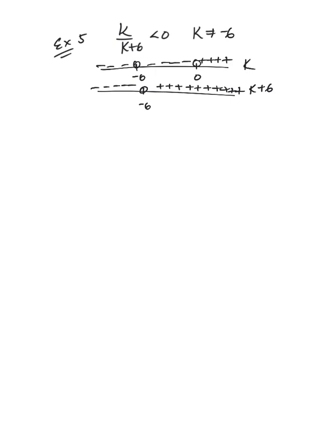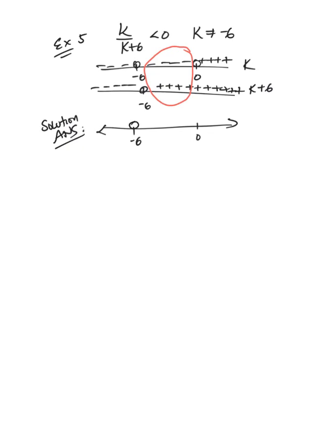Remember, we're looking for this to be negative. So where would this be negative? Where one is positive and the other is negative. So it would be in this vicinity here. That is from -6 to 0, not including -6 and not including 0. So this is your answer. That would make it negative.